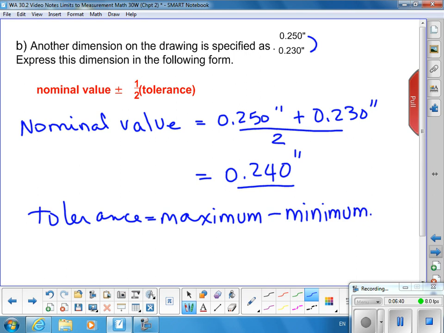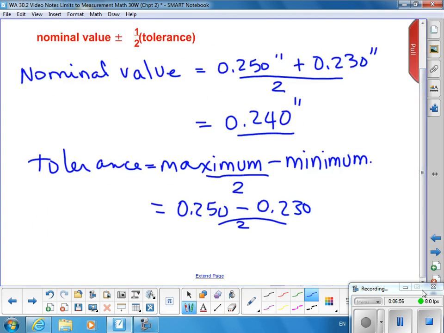Okay, and we always use half the tolerance when we write it in this form, so I'm just going to divide it by 2. So the max is 0.250 minus 0.230 divided by 2. Let's not do it that way. I'm not going to divide by 2 because the tolerance is actually the difference between those two, which is 0.020. Okay, and then you are actually going to take half the tolerance.